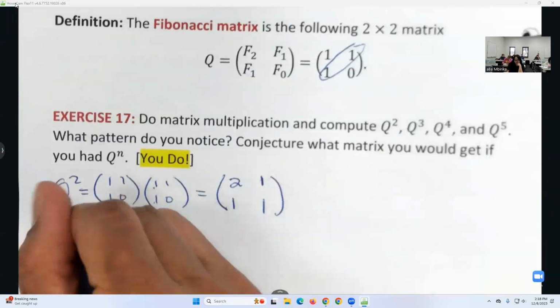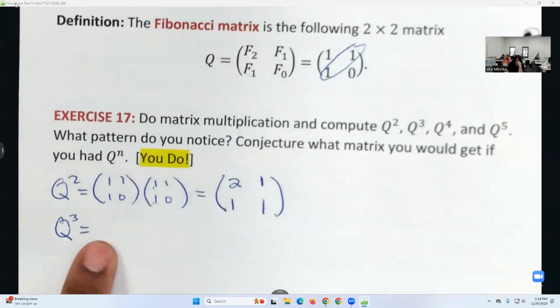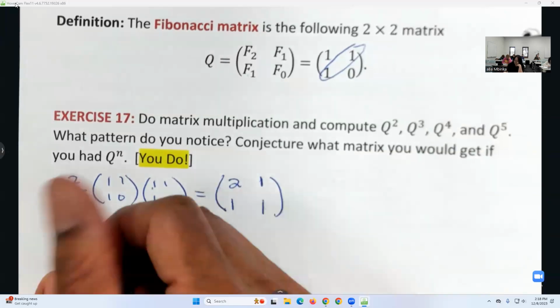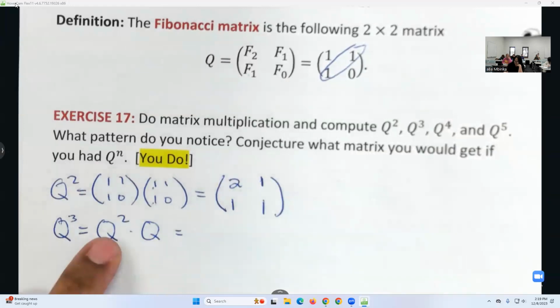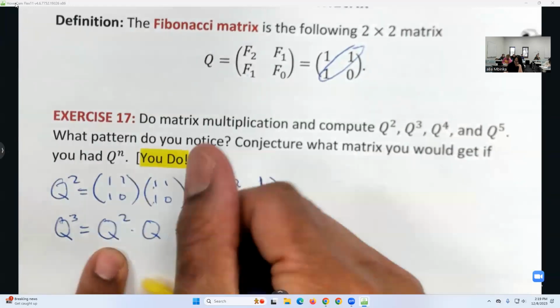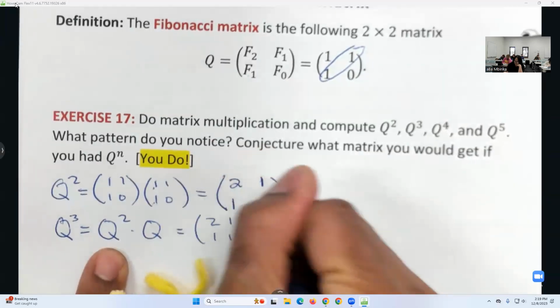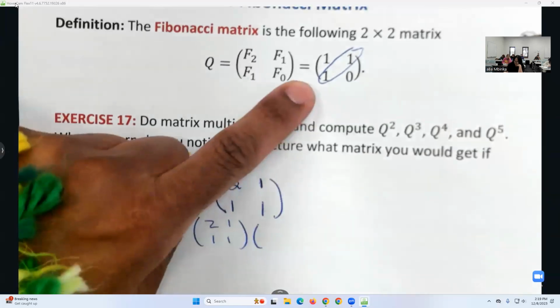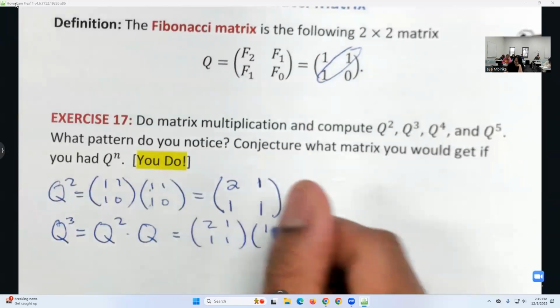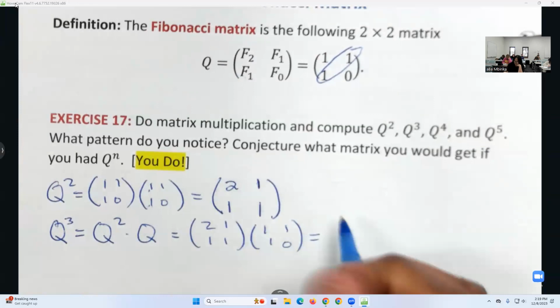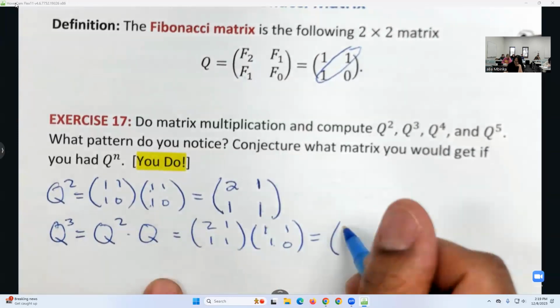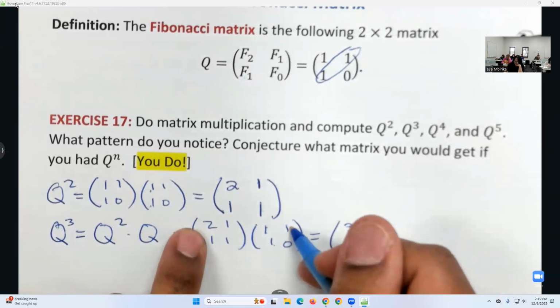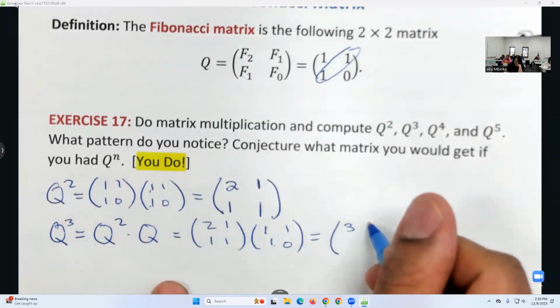Let's cube the matrix Q. The fast thing to do is not to write 3 matrices, but just to say Q cubed is Q squared times Q. We do it that way because we already computed Q squared. Q squared is 2, 1, 1, 1. And then up here, our Q matrix is 1, 1, 1, 0. So we do the matrix multiplication. We have 2 times 1 plus 1 times 1. 2 plus 1 is 3. 2 times 1 plus 1 times 0. So 2 plus 0 is 2.